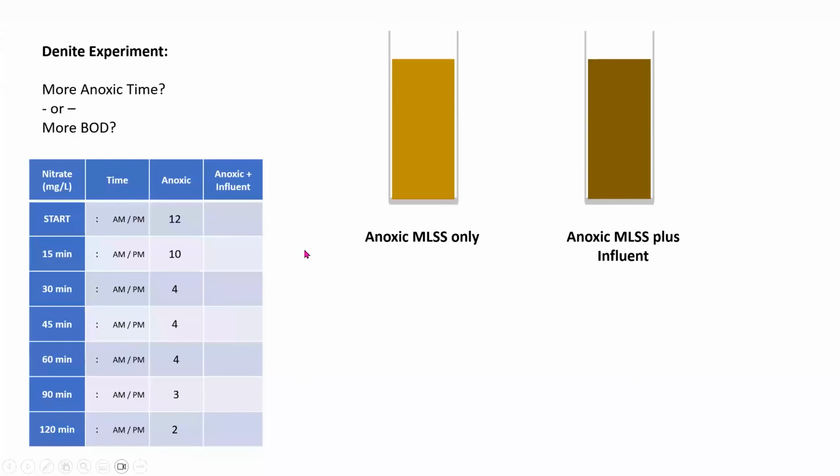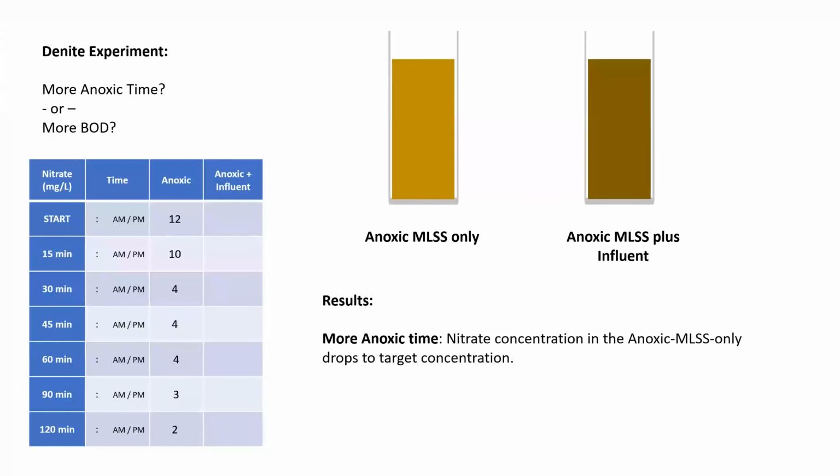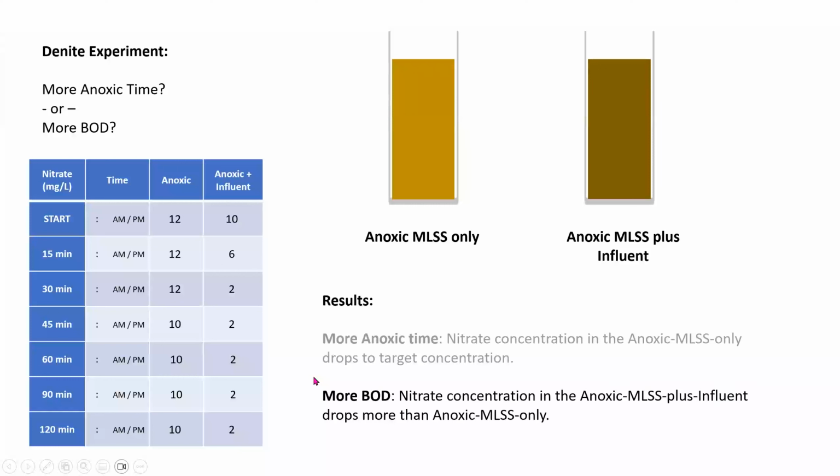Now, if you do the test and you get, there we go, that's what it tells you. If you do the test and over here, it doesn't really change that much, but the one with the influent mixed in, after a bit of time, it drops right off. Well, that's going to tell you what? It tells you that more BODs will really help you with the nitrate removal. Now, it may not tell you how to get the BOD, but at least you've identified the problem. And so then you can look for opportunities to increase the BOD.